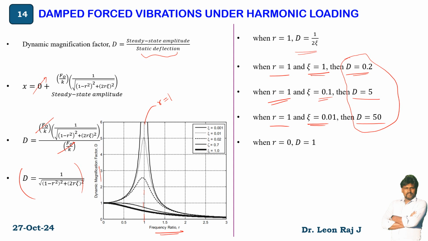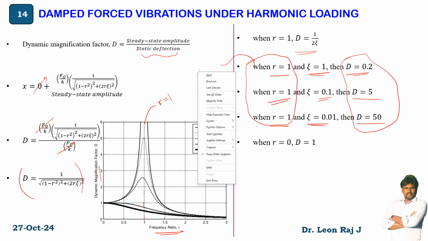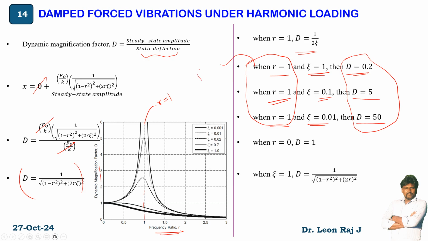When the frequency ratio is 1, here the resonance occurs. So this is the frequency ratio, and this is nothing but the dynamic magnification factor.